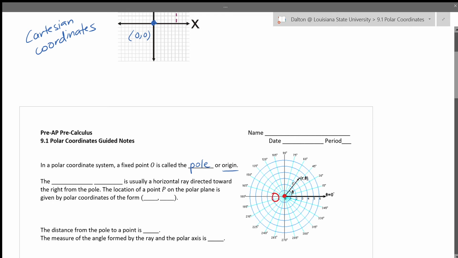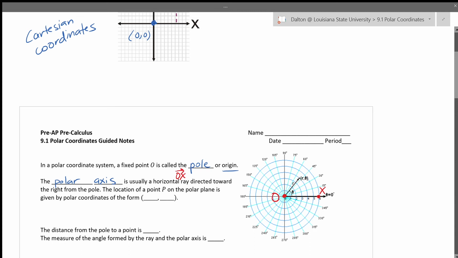The polar axis, so we don't really have an x and a y axis anymore. We have what is called a polar axis. It is usually a horizontal ray directed toward the right from the pole. So, it's kind of like that angle in standard position. So perhaps let's call this point here X. Then it's represented by, for that ray, ray OX.